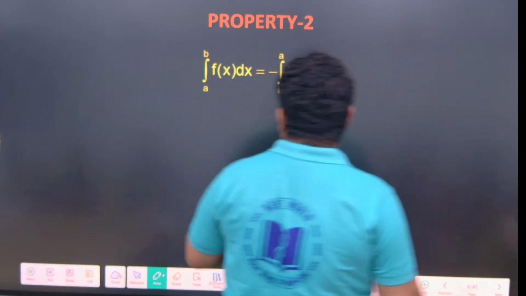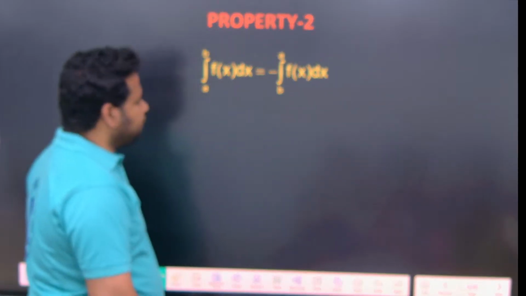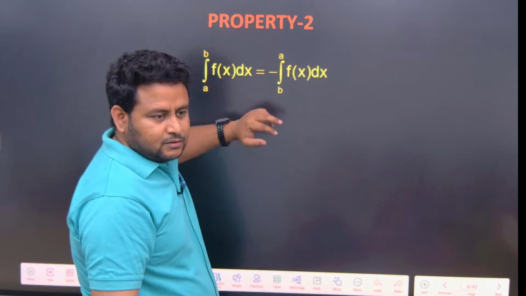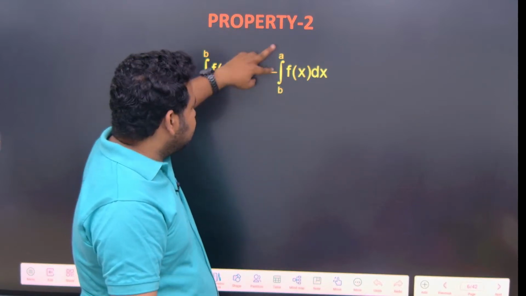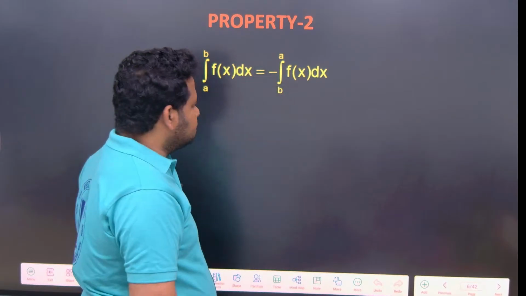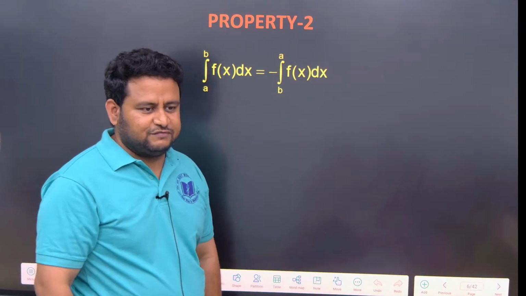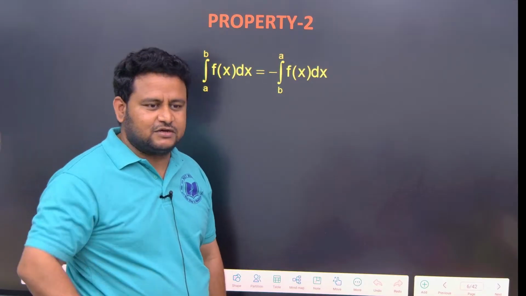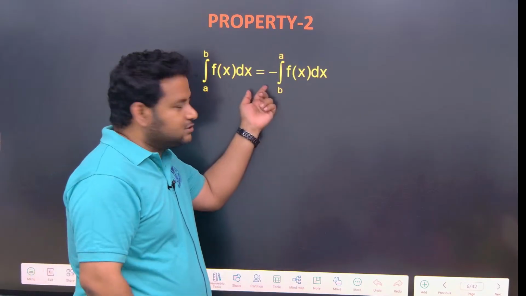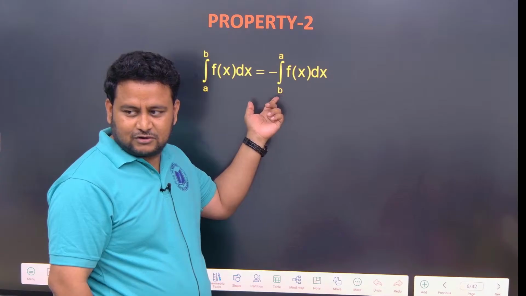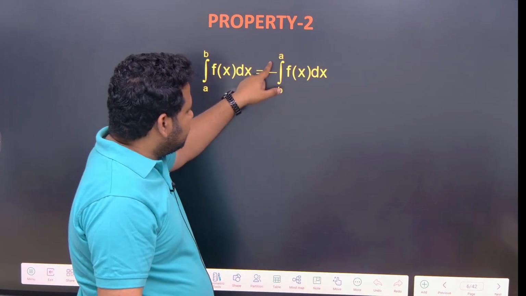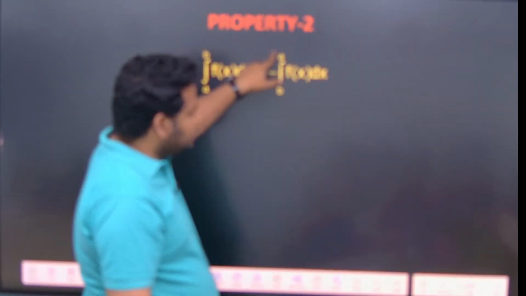Next, this is a highly important property. See here, the integral A to B of f of x dx. If you reverse the limits, what will happen? Minus. If someone has had food and you ask them to stand upside down, it will reverse, no? It will have a negative impact. That means we should have a negative sign. So the integral from A to B of f of x dx will become minus the integral from B to A of f of x dx.